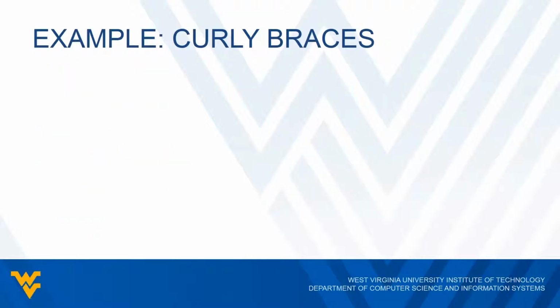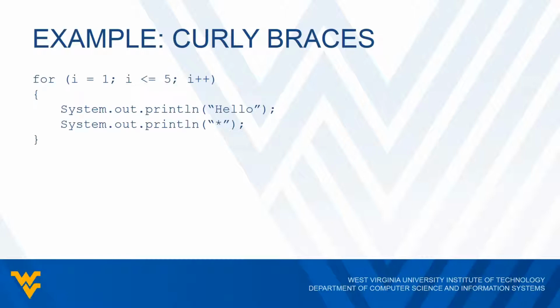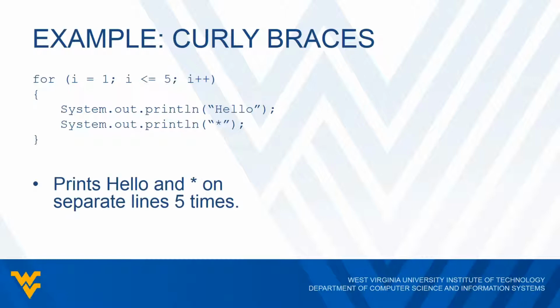Now let's take a look at an example where using curly braces is very important when dealing with loops, especially for loops. So here's one for loop where our loop control variable is 1, and as long as it's less than or equal to 5, we will print hello and star, and then we'll increment i by 1. So this is going to print both hello and a star on separate lines 5 times.